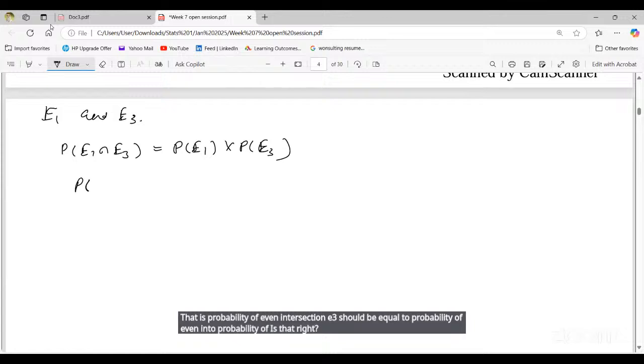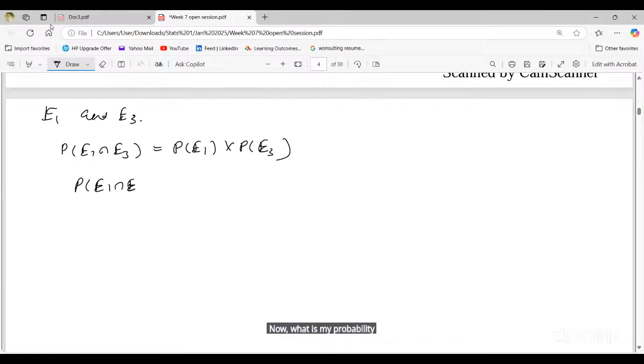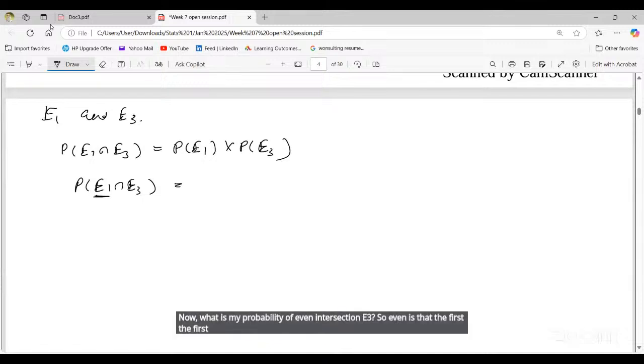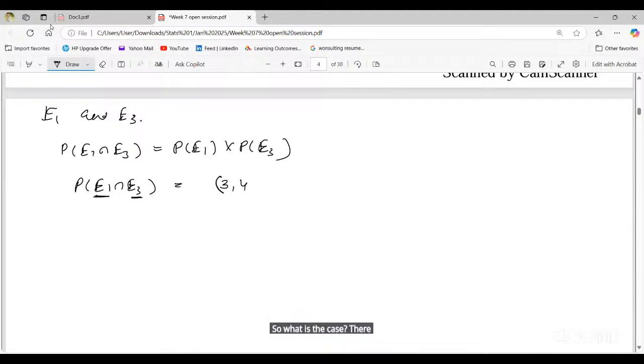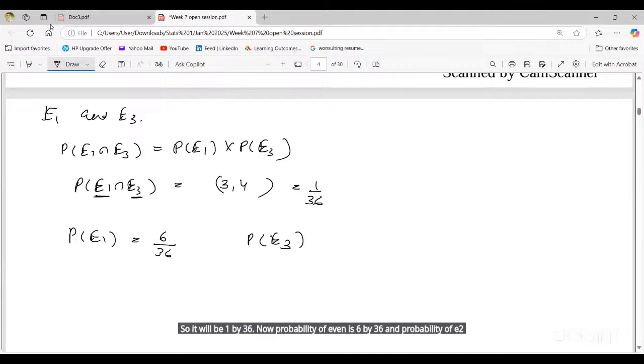Now, what is the probability of E1 intersection E3? E1 is that the first roll of the die should be 3, and E3 is that the sum should be 7. So what is the case? There is only one case, which is (3, 4). So it will be 1 by 36. Now, the probability of E1 is 6 by 36.